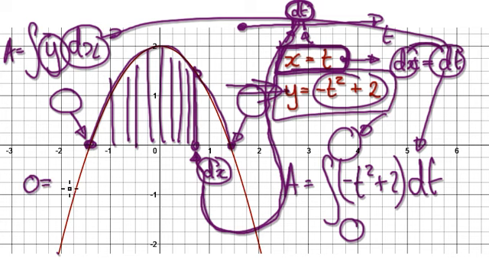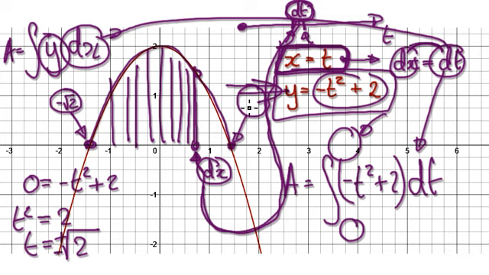So y equals 0. So set that to be 0: 2 plus t squared, and then square root. So t is positive root 2 or negative root 2. This here is negative root 2, and this here is positive root 2. So our interval would be from negative root 2 to positive root 2.